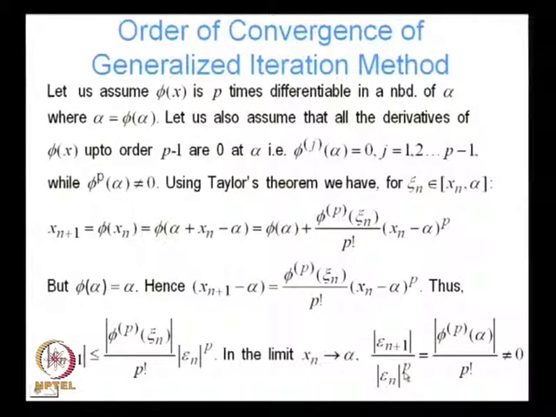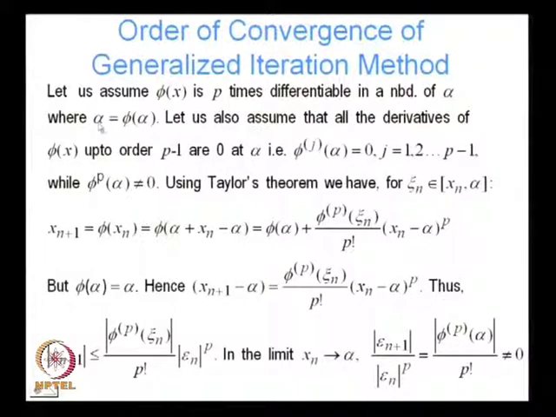Just by looking at this, let us think of Newton-Raphson. For Newton-Raphson, we know that p is equal to 2, that is, the order of convergence is equal to 2. What does that require? In terms of this requirement, for Newton-Raphson to be quadratically convergent, the function must have first derivative equal to 0 at alpha, and the second derivative not equal to 0.